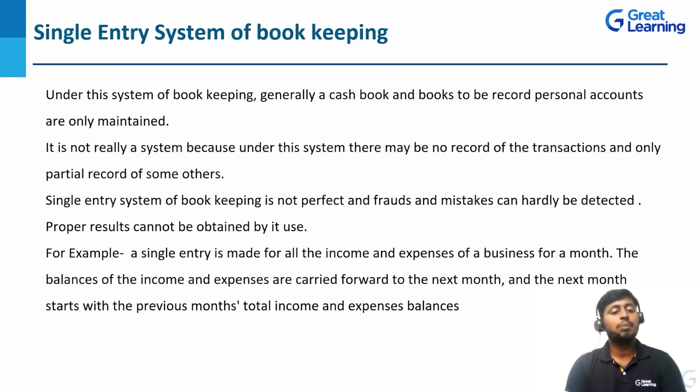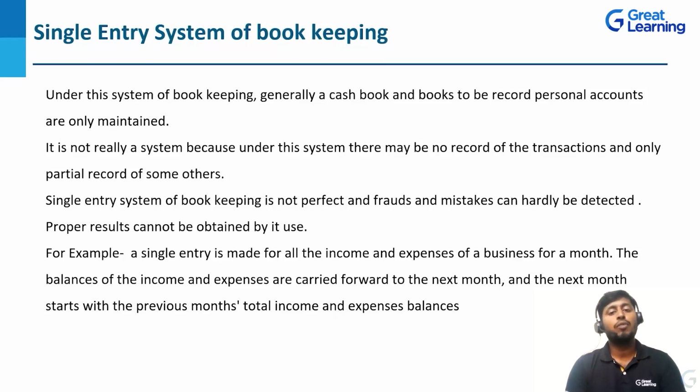For example, a single entry is made for all the income and expenses of a business for a month. For one month, they record whatever the incomes are and whatever the expenses are. They just record only that. The balances of the income and expenses are carried forward to the next month.